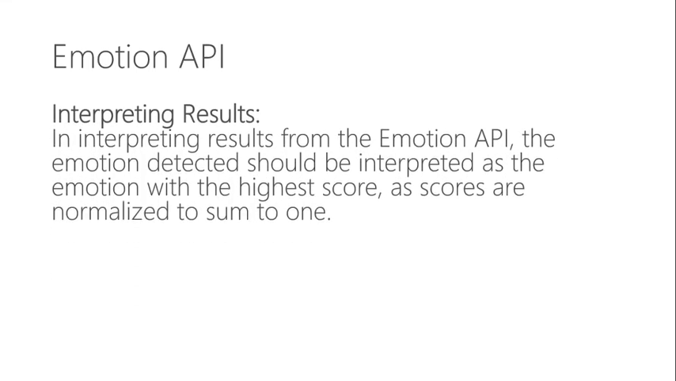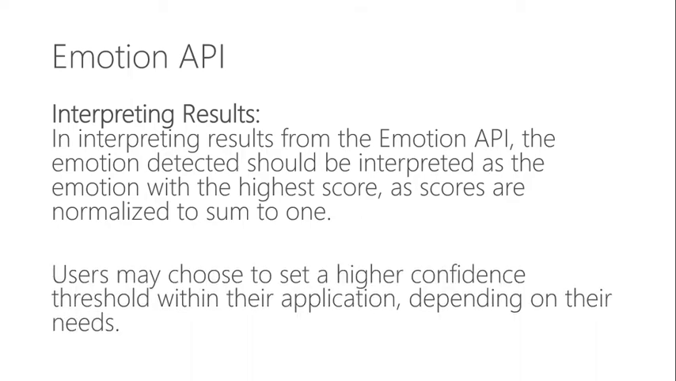Interpreting results from the Emotion API: the emotion detected should be interpreted as the emotion with the highest score, as scores are normalized to sum to 1. Users may choose to set a higher confidence threshold within their application depending on their needs.